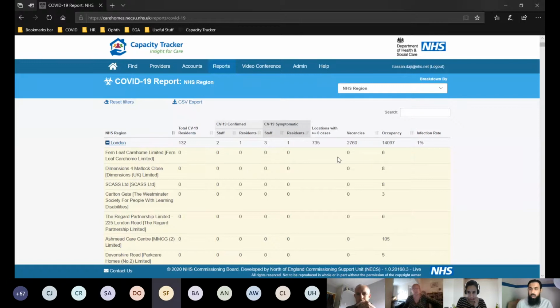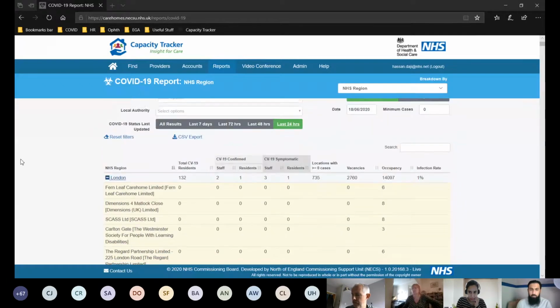And it is calculated as an infection rate. Could I just ask everybody to mute themselves again? Thank you. It's calculated as an infection rate.